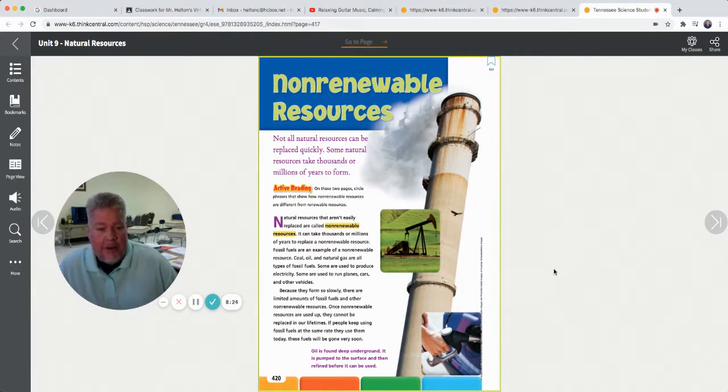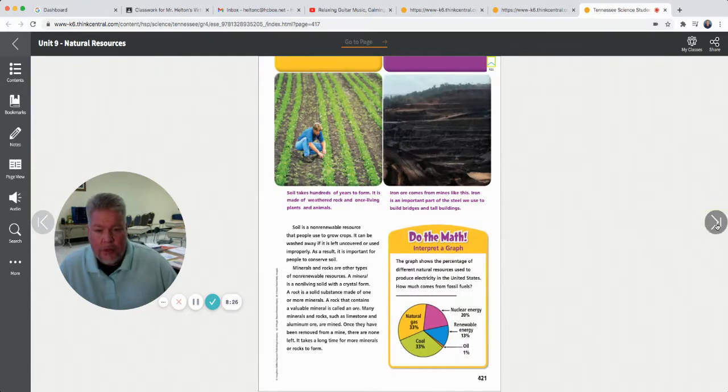Okay, let's go to the next page here, page 421. Soil is a non-renewable resource that people use to grow crops. Can't replace soil, can you? If it's gone, it's gone. We can't make more dirt. It can be washed away if it is left uncovered or used improperly. As a result, it's important for people to conserve soil.